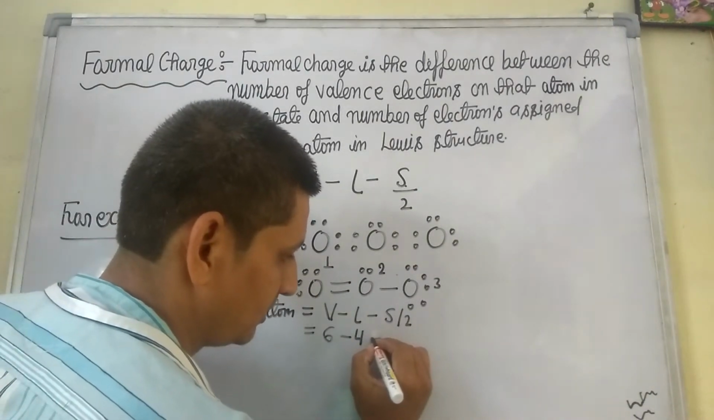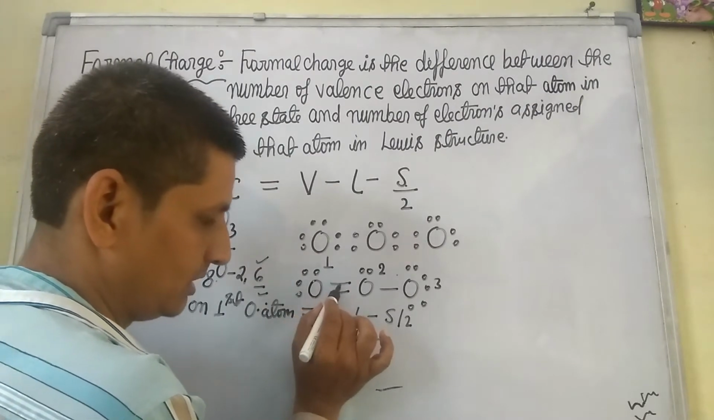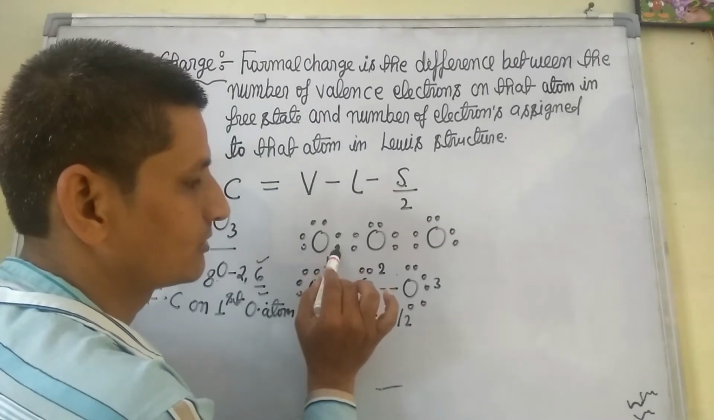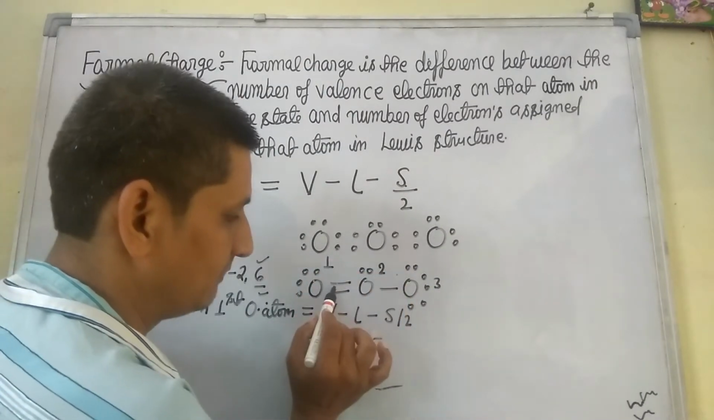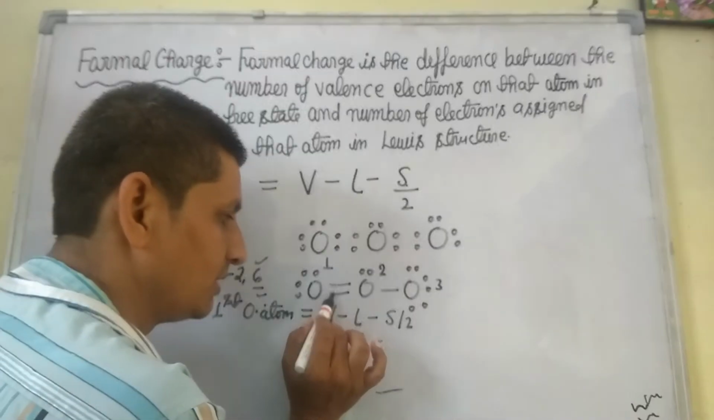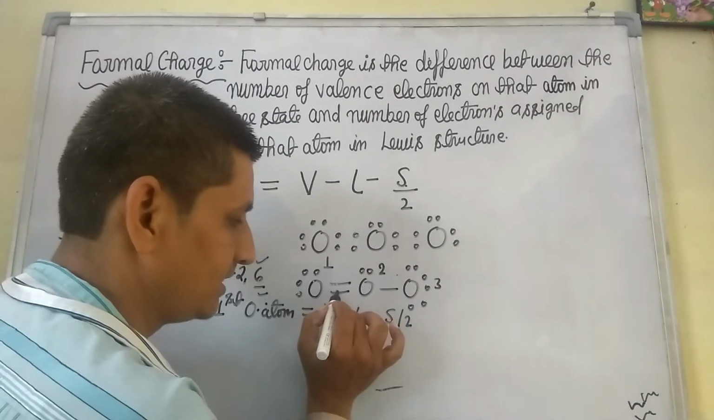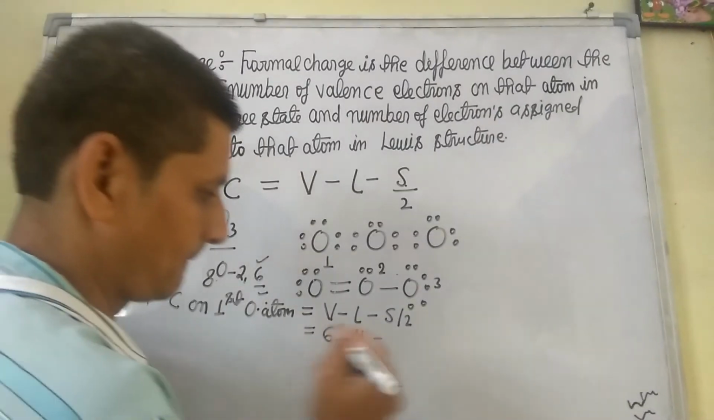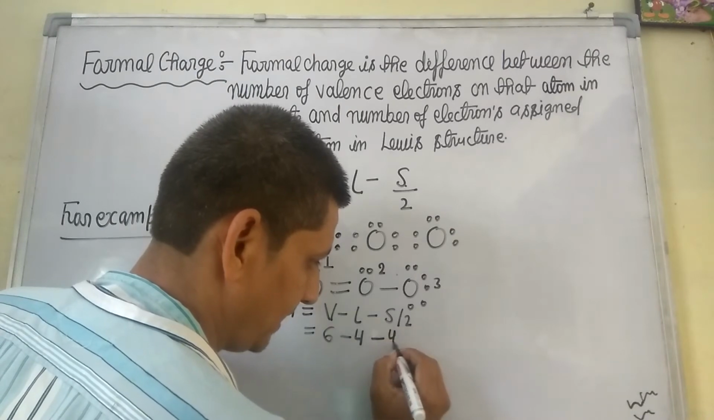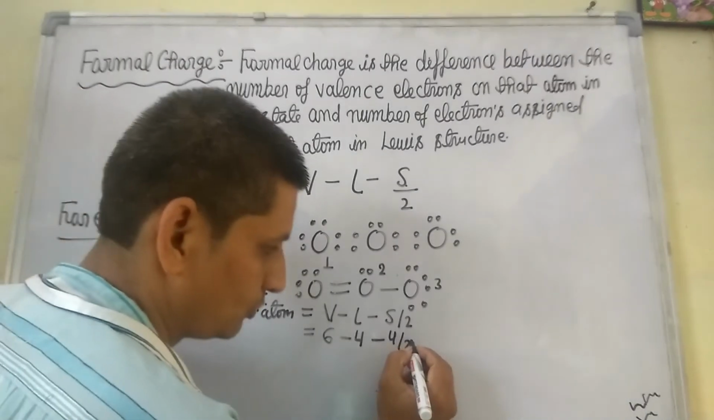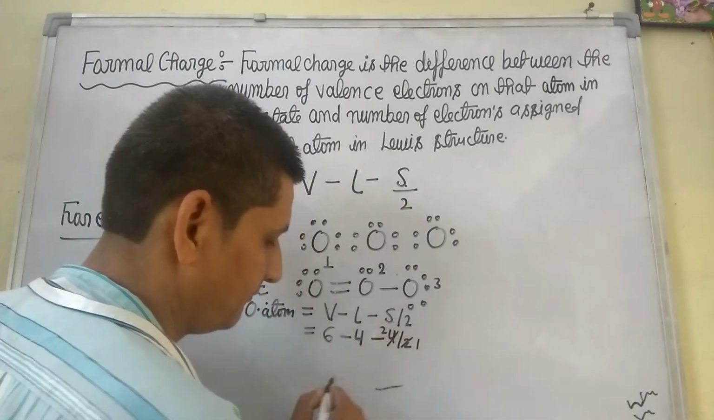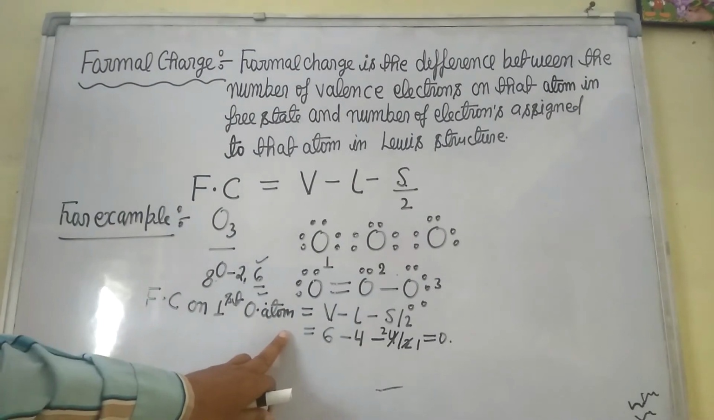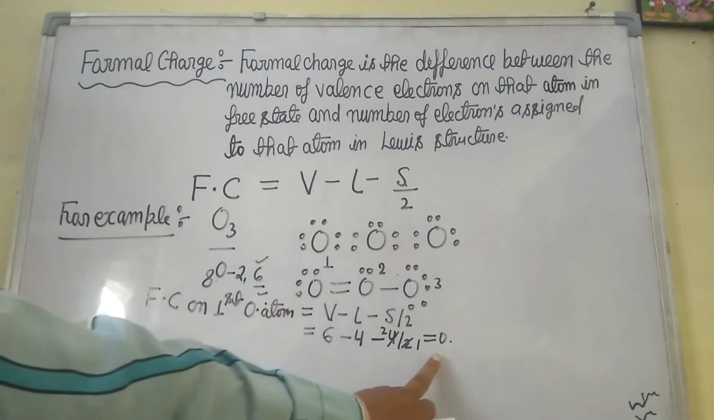After this, shared electrons. Here a double bond is present. One bond means 2 electrons. You can see here one single bond means 2 electrons, so a double bond means 4 electrons. So shared electrons are 4. After this, 4 divided by 2, 2 ones are 2, 2 twos are 4. We get 0. So the formal charge on the first oxygen atom is 0.